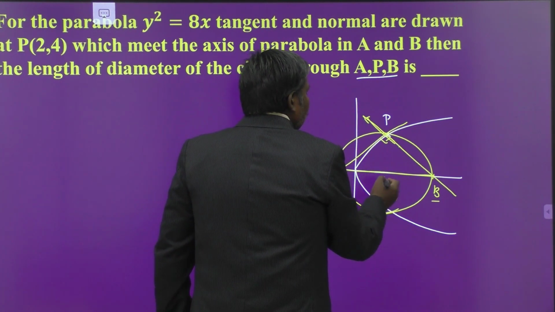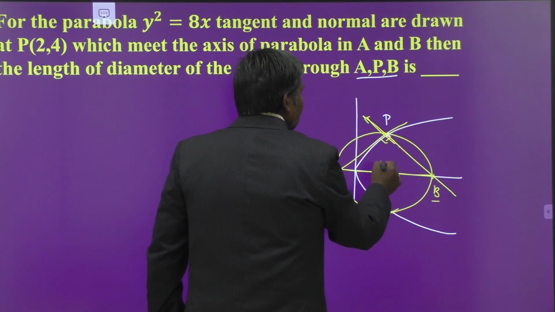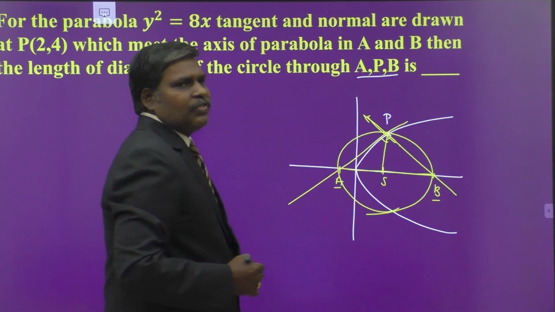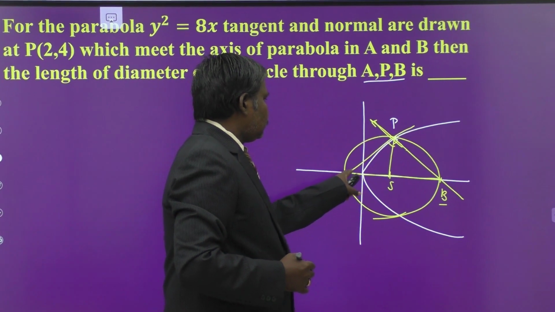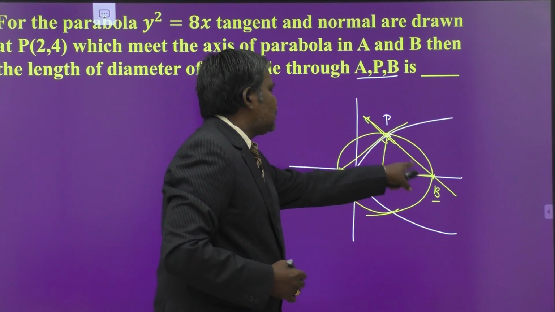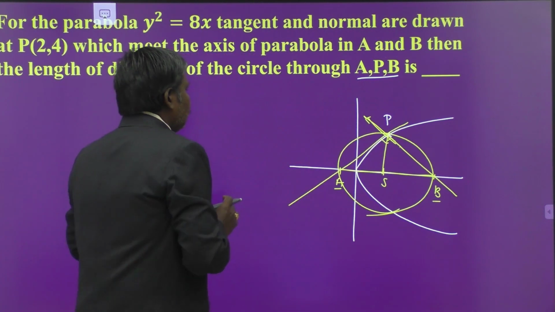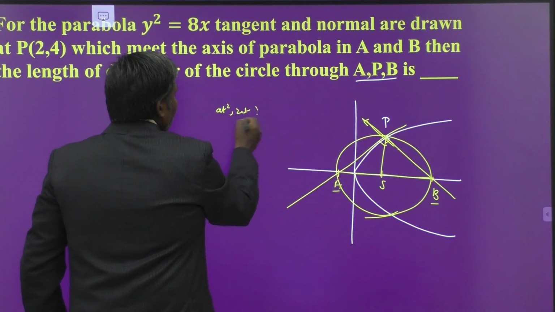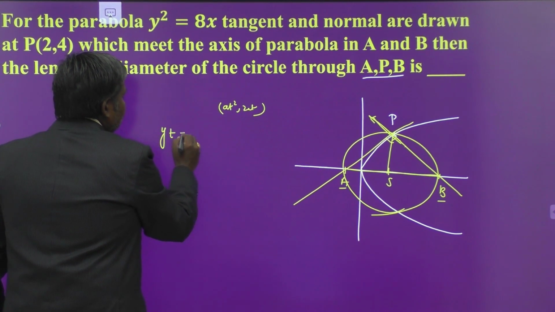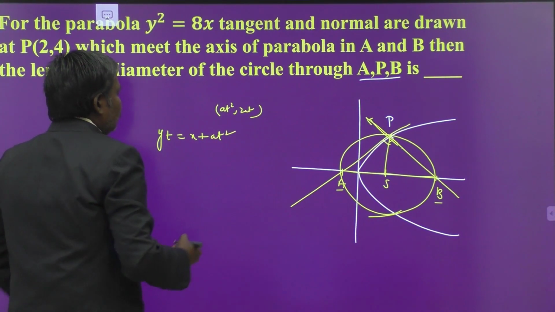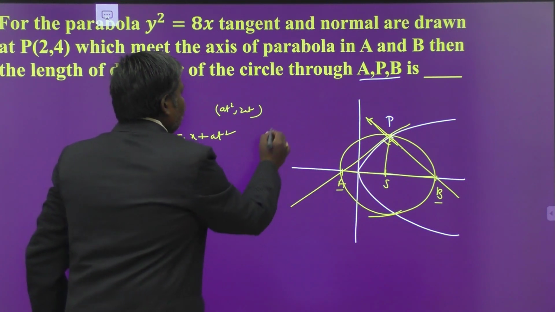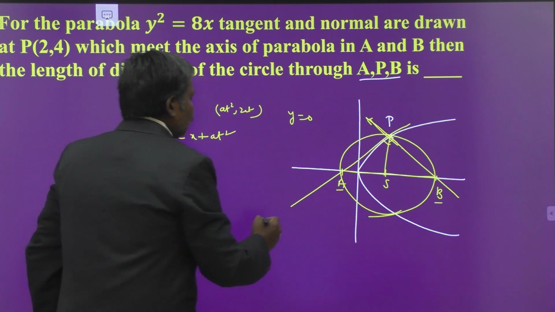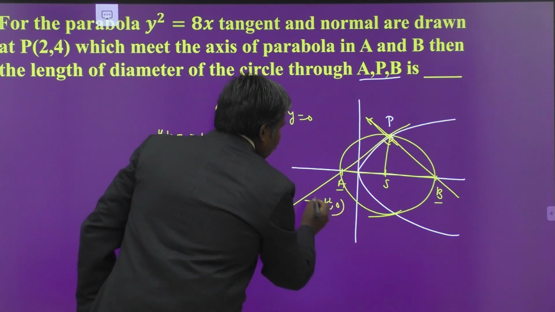Moreover, we can prove that SA is equal to SB, and PA is equal to PB is equal to SP also. S is the focus of the parabola. We can prove that SA is equal to SP is equal to SB. Just within 2 minutes we can prove this one. The coordinates of P are what? at², 2at. What is the tangent at T? ty = x + at². So, solve with the x-axis. What is the equation of the x-axis? y = 0. Put y = 0, what happened? x = -at². The coordinates of A are (-at², 0).